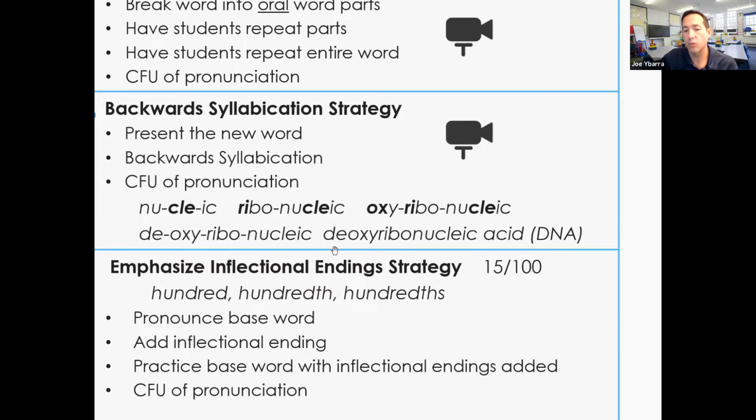Okay, class, we're going to read this word, but I'm going to read it first, and I'm going to start from the back. My turn, listen carefully. Ready? Nucleic. Your turn. Nucleic. Ribonucleic. Your turn. Ribonucleic. Oxyribonucleic. Your turn. Oxyribonucleic. Deoxyribonucleic. Finally, deoxyribonucleic acid. DNA. Your turn.